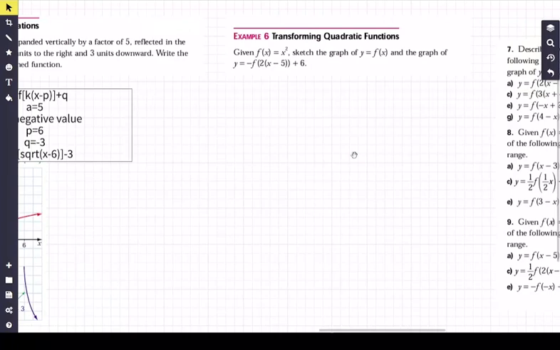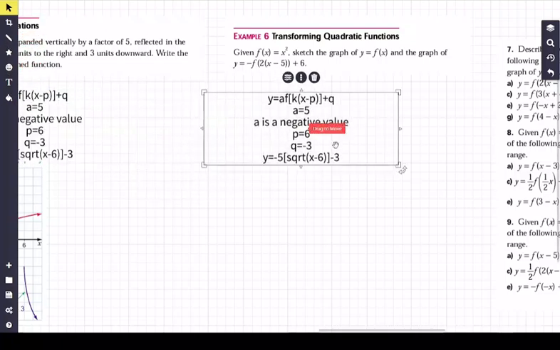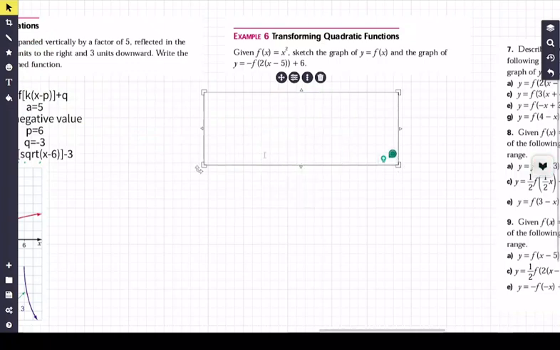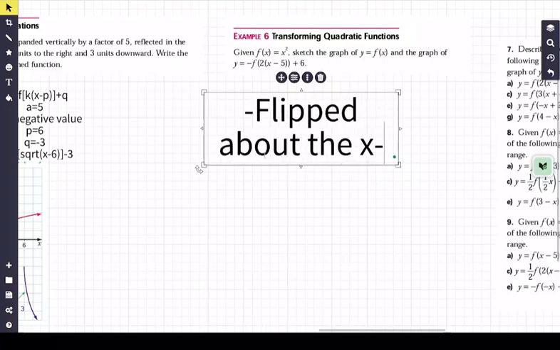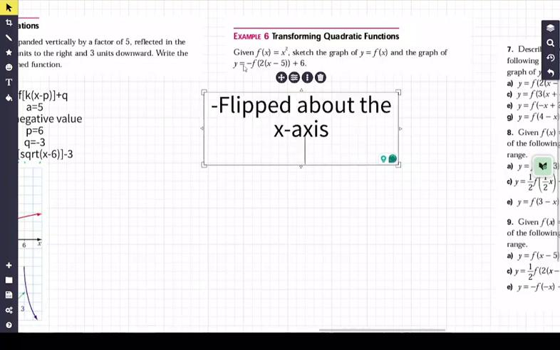Finally, we're going to go ahead and describe one last quadratic. Let's do that. Let's see what is being done to this. Right away, it's flipped about the x-axis. Why? Because there's a negative in front of that f, right? And then we're going to see what else is going on.